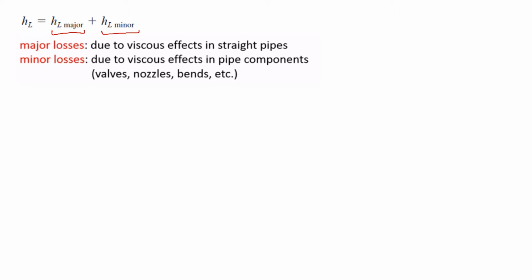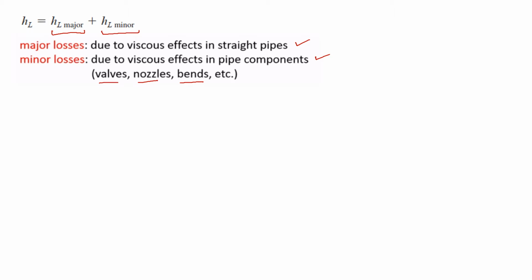You remember that a pipe system generally contains the pipes, different types of valves and different types of bends. The losses that occur inside the straight pipes are called the major losses, and the losses due to the viscous effects in the pipe components are called the minor losses. By pipe components we mean the valves, the nozzles and the bends that occur in a pipe system.